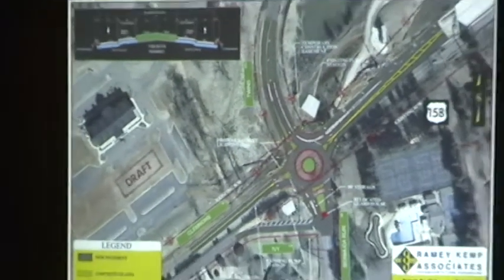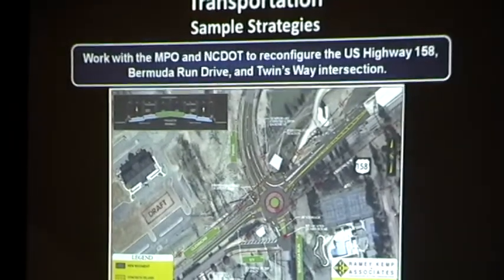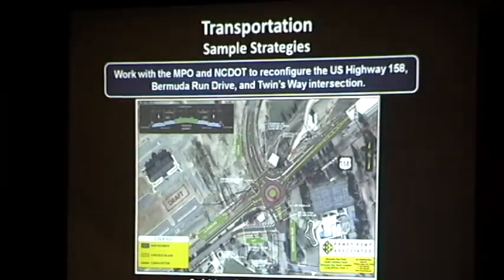Another sample strategy is to work with the Metropolitan Planning Organization and NCDOT to reconfigure the U.S. Highway 158, Bermuda Run Drive and Twinsway intersection. This is another example of the plan helping us before it was actually adopted, because the town has worked with Ramey Kemp and Associates and the MPO to do this preliminary engineering study to see if a roundabout would work at that intersection. The recommendation to the Technical Advisory Committee for the MPO is to move forward with this particular plan.